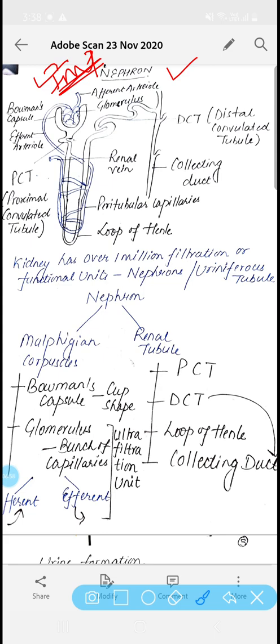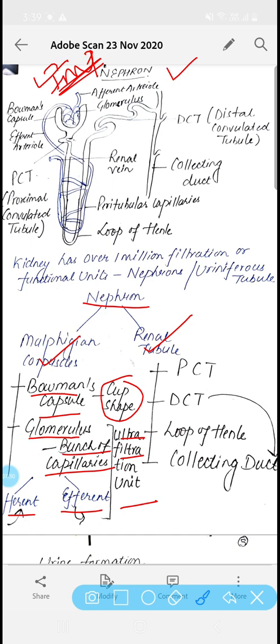The nephron includes the Malpighian capsule and the renal tubule. Nephron is mainly divided into the Malpighian capsule and the renal tubule. Now this Malpighian capsule is further divided into the Bowman capsule, which is cup shaped, and the glomerulus, which is a bunch of capillaries, and the glomerulus is made up of afferent and efferent arterioles. So the glomerulus along with the efferent arterioles form the ultrafiltration unit. We will discuss this step in our next topic.